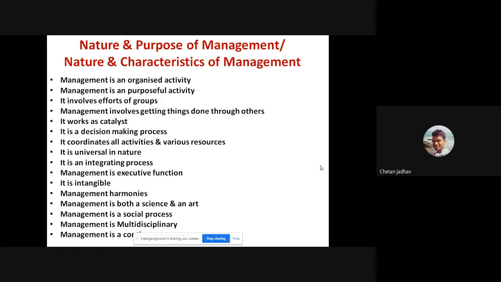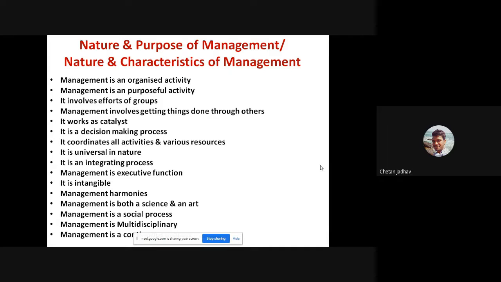These are some of the nature and purpose of management. How management will be arranged and organized in an effective manner, purposefully, and it involves the efforts of groups. Management is nothing but getting things done through others. Management is the main pillar, the main foundation of any organization, to achieve the goals of that organization through different level managers.